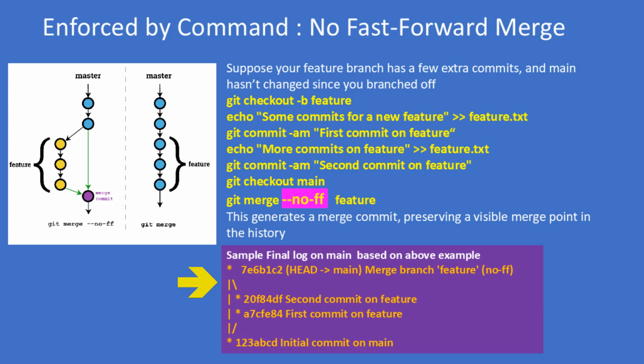What if you want a merge commit even when a fast forward is possible? That's a no fast forward merge. Suppose your feature branch has a few extra commits, and main hasn't changed since you branched off. Normally, Git would fast forward main. But if you'd rather keep a clearly labeled merge commit in the history, maybe to highlight that this was a big feature, you can force Git to do so. Instead of simply moving the pointer, Git generates a merge commit. This ensures there's a visual merge point, even if it wasn't technically required. It's a way to keep a record of merges explicitly, making your project history more traceable.